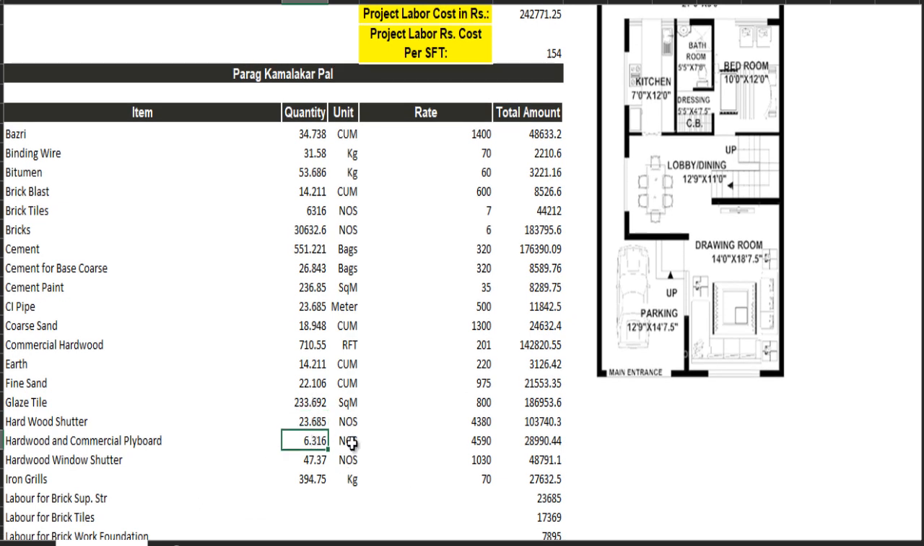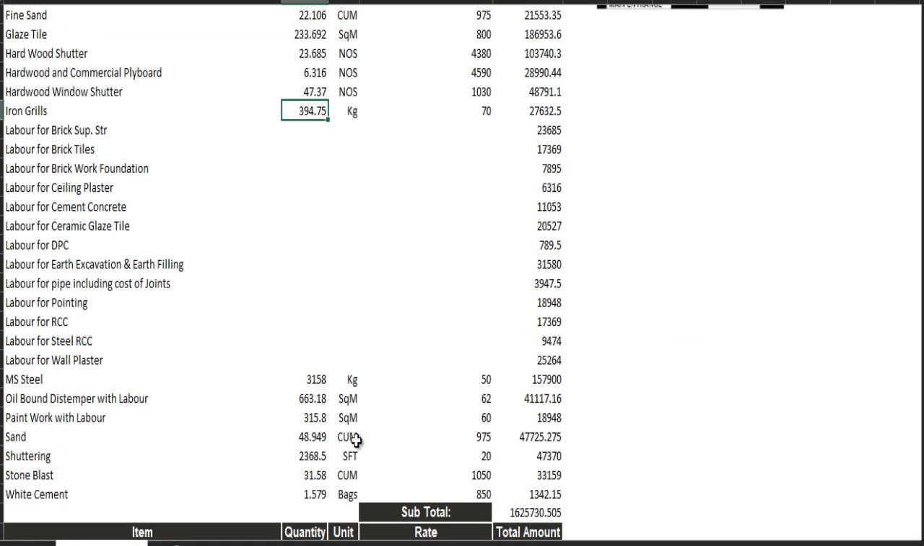For commercial plywood you require 6.316 number, and hardwood shutter 47.37 number. The iron grills you require are 394 kg for the overall iron construction. Then mild steel is required 3158 kg. The oil bound distemper with labor is required 663 square meter. Paint work with labor is required 315 square meter. The sand you require 48.94 cubic.